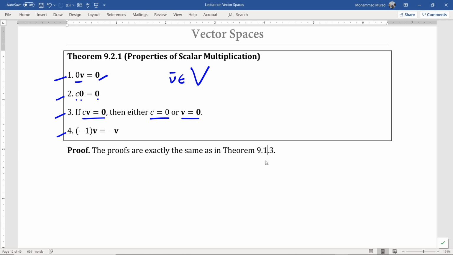Property 4. The negative 1 in the field F times the vector v from the vector space V is equal to negative v, which is called the additive inverse of the vector v. The proofs of these properties are exactly the same as in theorem 9.1.3.